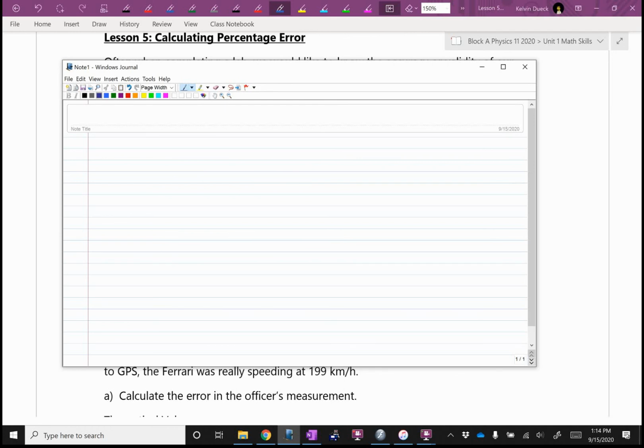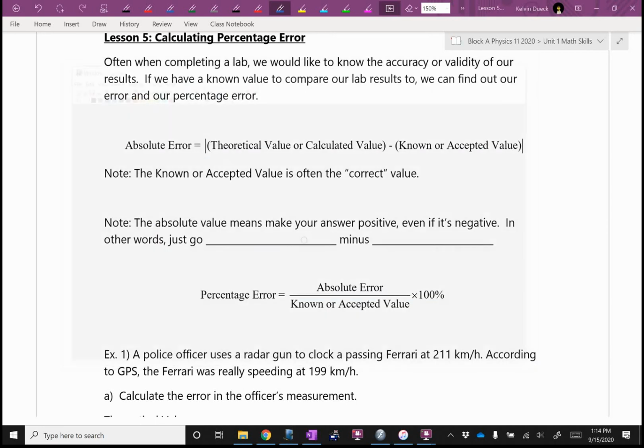Really, it's asking on the number line, how far are you from 0? I'm 6 away from 0 in either direction, not negative 6 away from 0. We don't report distances as negative. So this is saying you can go your theoretical value minus the correct value, or if you're really lazy, Deegan, just go bigger minus smaller, and it's always going to be positive. The known or accepted value is often, the question will say, the correct value. So absolute value just means make your answer positive, even if it's negative.